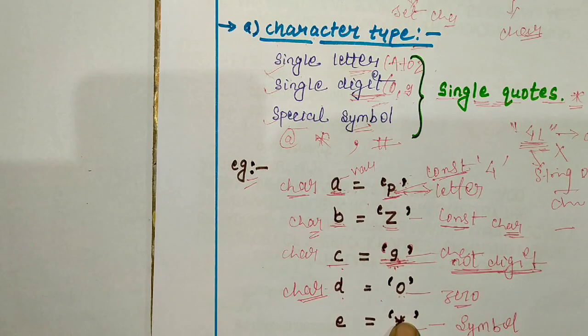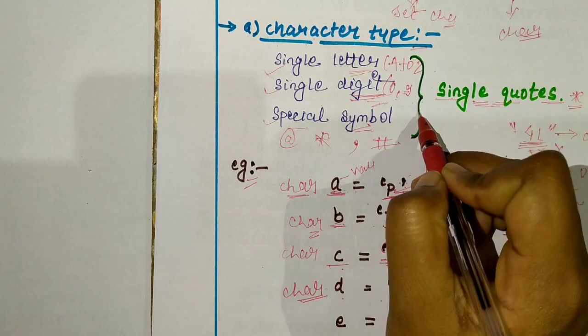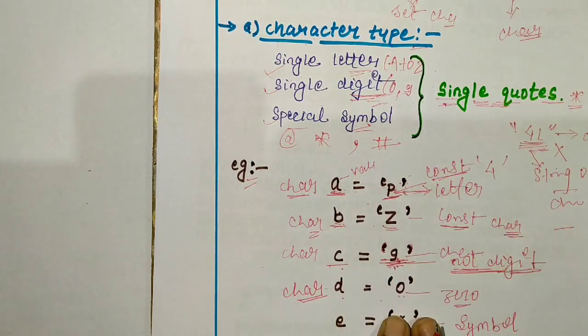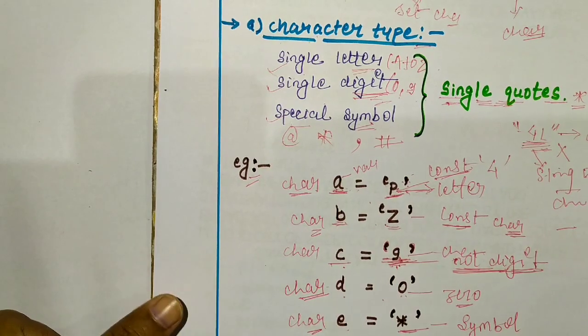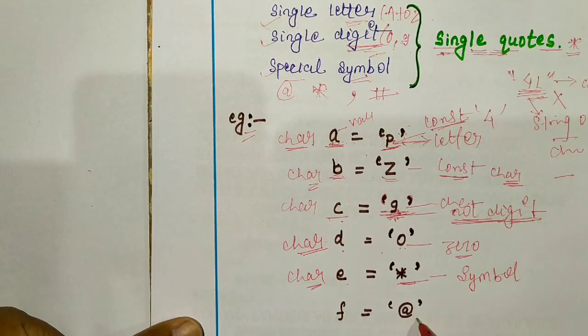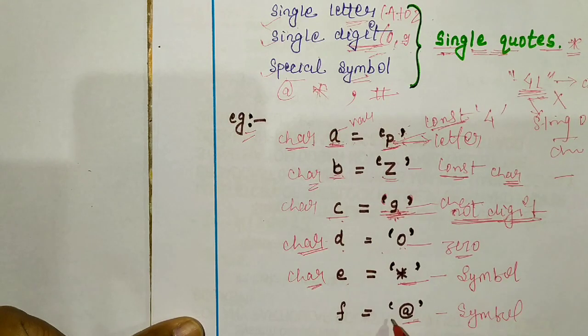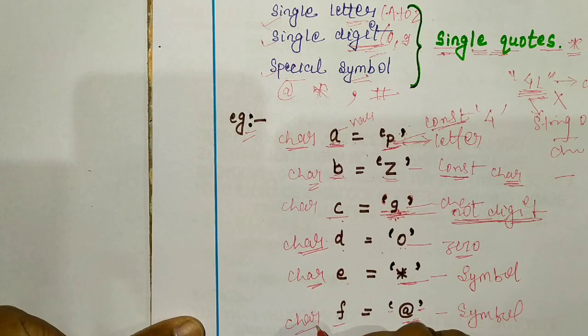Special symbol in a single quote. Again, single quote. So the data type of E is char. The last example is F equal to @. It is also a symbol in a single quote. So the data type of F is again character, char.